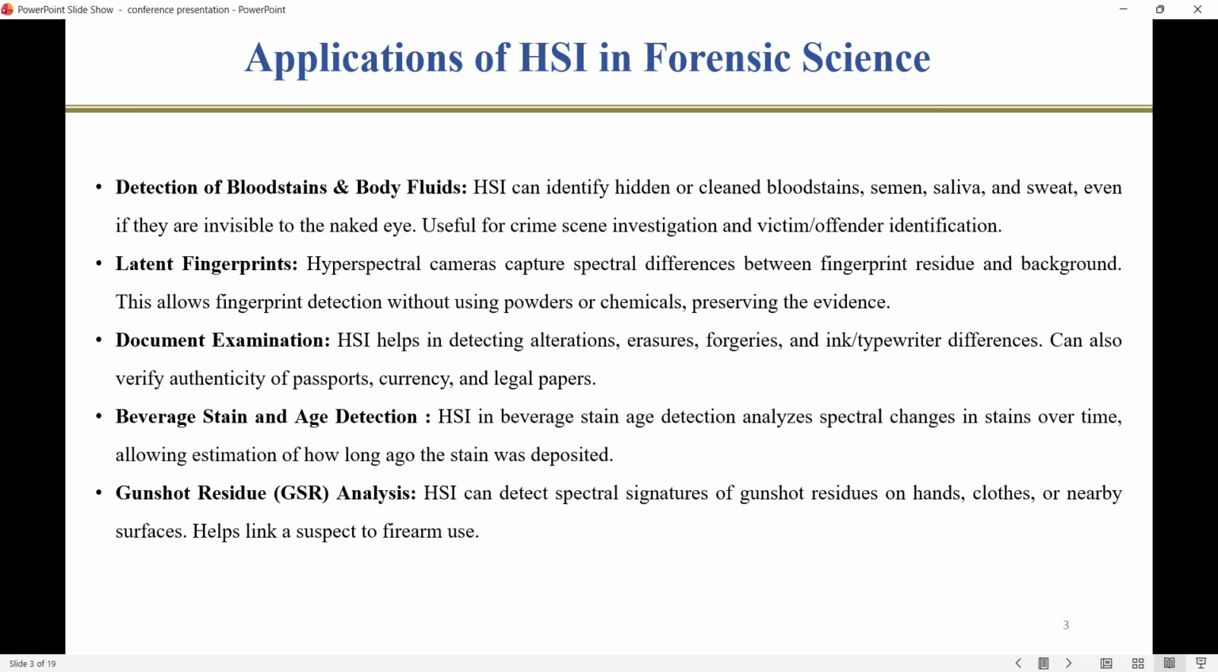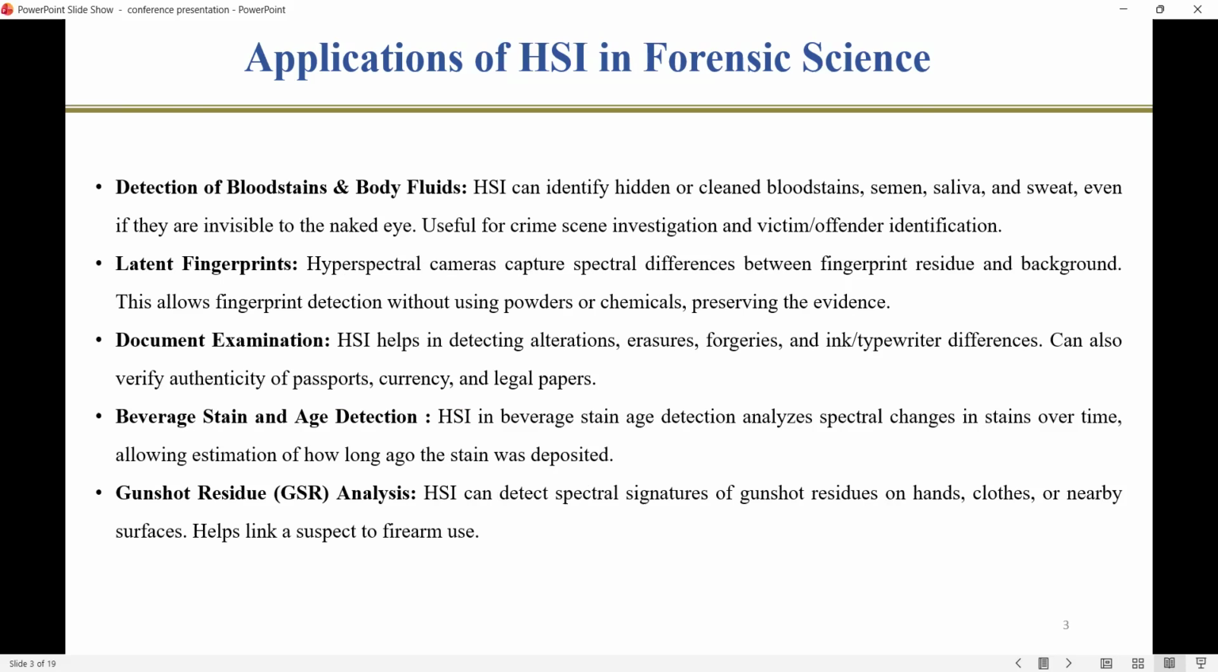Next, I'll talk about a few applications of hyperspectral imaging in forensic science. The first one is detection of blood stains and body fluids. Second is latent fingerprints. Third is document examination. Fourth is beverage stain and age detection. Fifth is gunshot residue analysis.